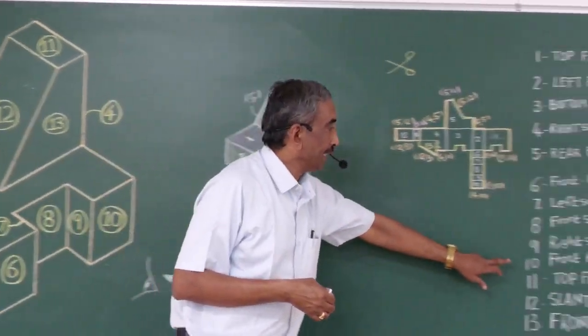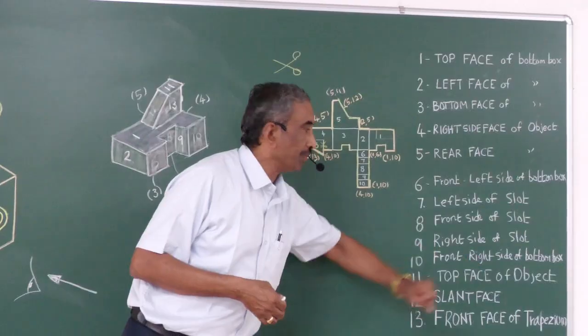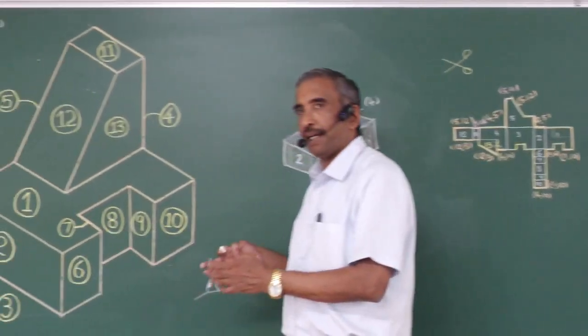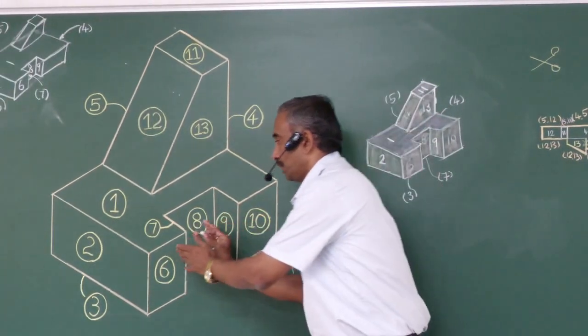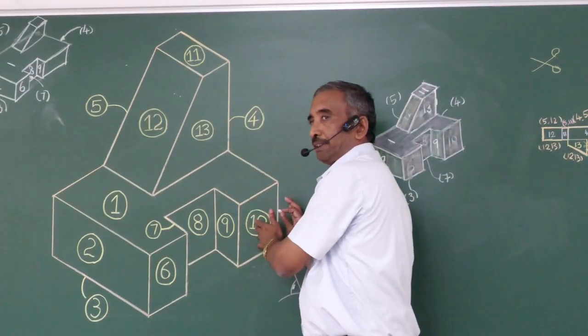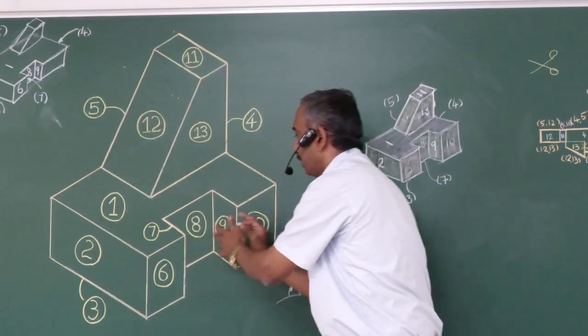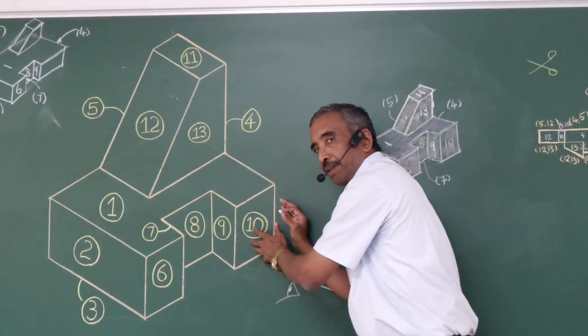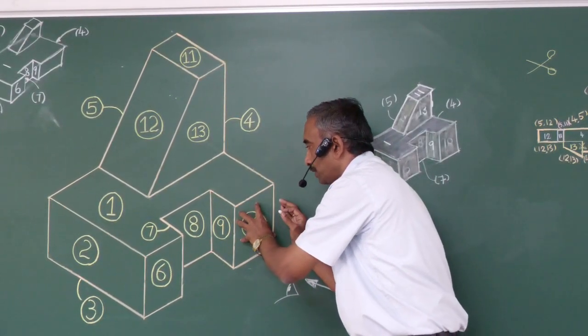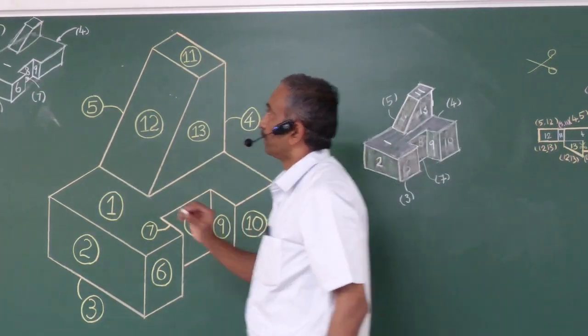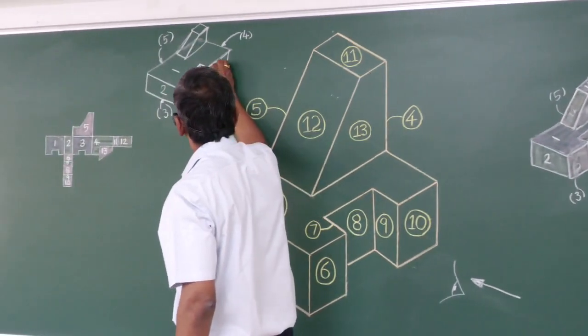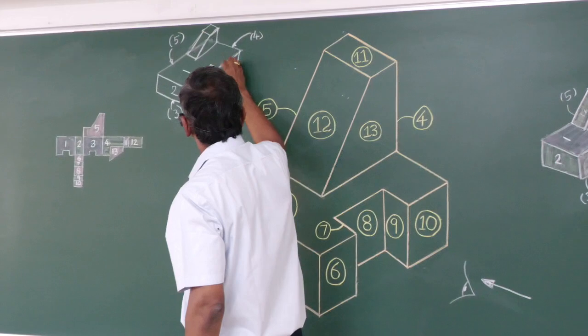Face 10 is the front right side of the bottom box. It is similar to face 6, a mirror image. We call that the front left side, and we call this the front right side of the bottom box. So this is named face 10. In my drawing, this is face 10.